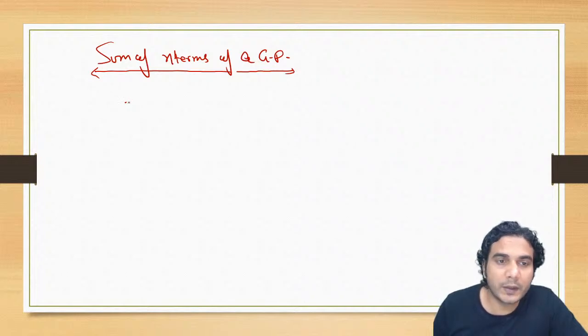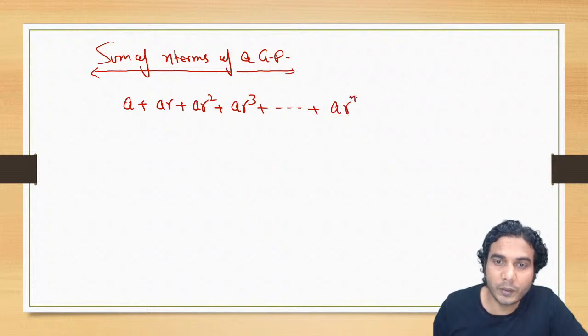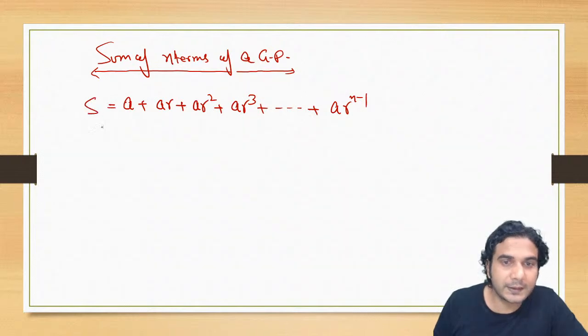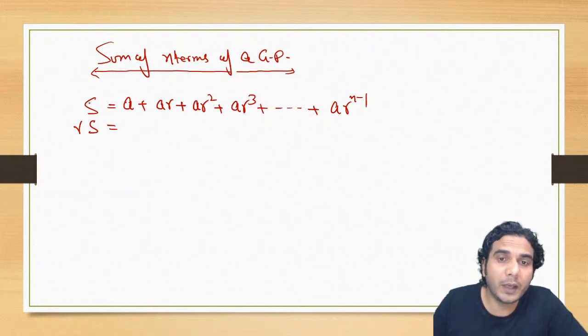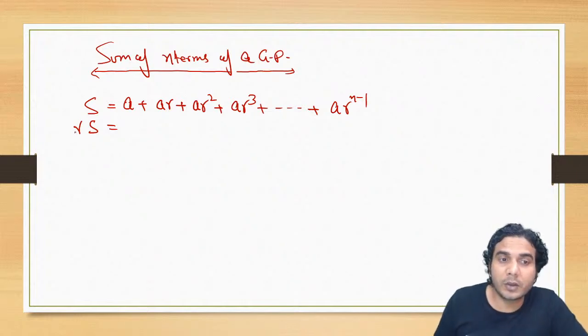Suppose this is our GP, so we need to add these terms: a plus ar plus ar square plus ar cube and so on up to ar raised to n minus 1. All right, so this is the sum S. Now you need to multiply this whole equation by the common ratio of the GP. Always do that whenever you have a GP or some other sequence into GP. Just figure out the common ratio, multiply it to the equation and subtract from the given equation.